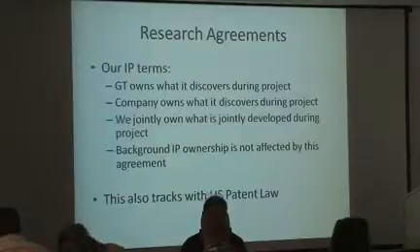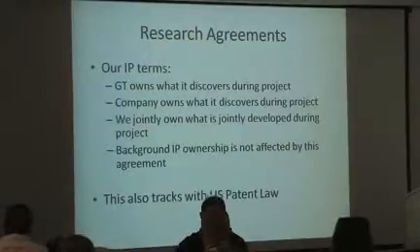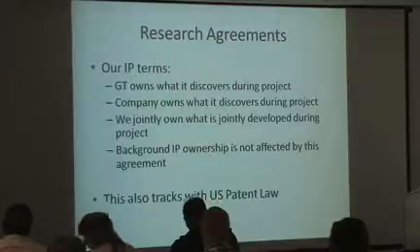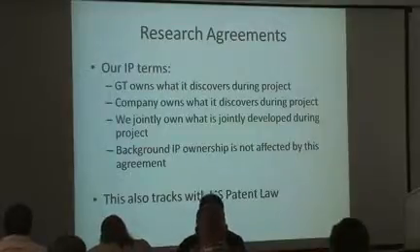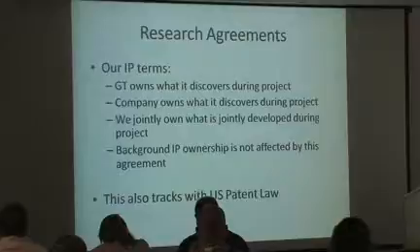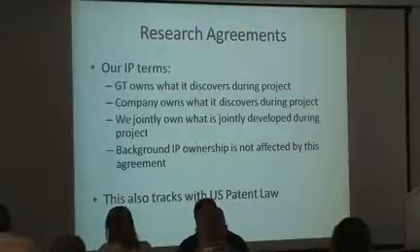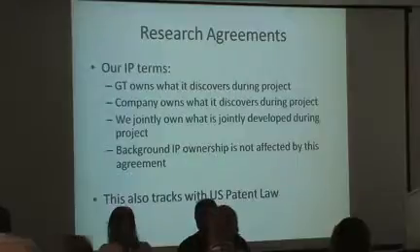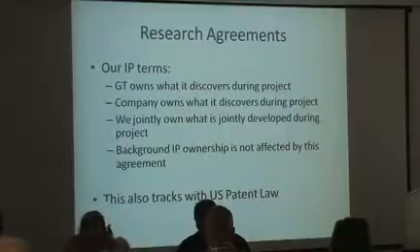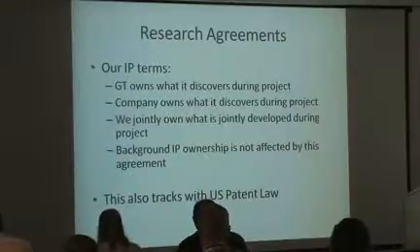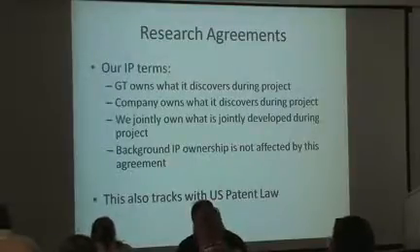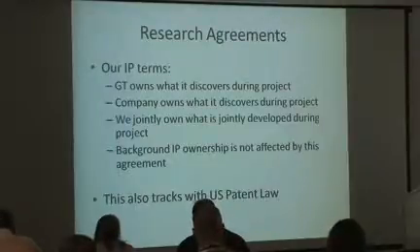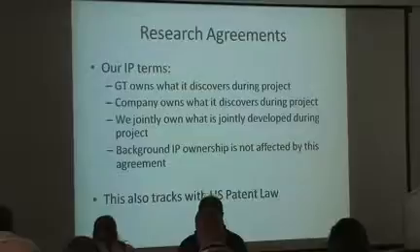So our IP terms in our research agreement state that Georgia Tech owns what it discovers, the company owns the IP they discover during the project, and we jointly own IP that we jointly created together. And any background IP that either party brings into it is not affected by the agreement. Neither party gives up ownership of their background IP just by signing this contract. So there's a protection level that's very important to companies, obviously, because they don't want to come here and then give away their IP that they developed independently. And this concept tracks with U.S. patent law also, so a lot of companies are familiar with this position.